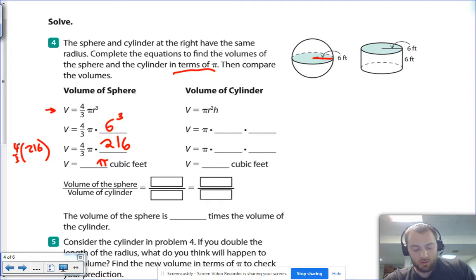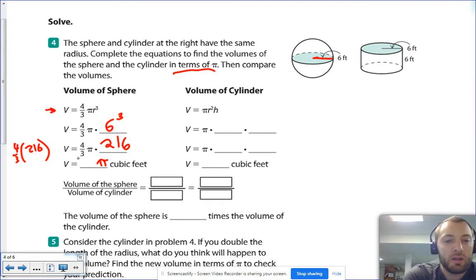But for that, we get 288 pi cubic feet. I wish I had 288 pi's. That would be great. Man.